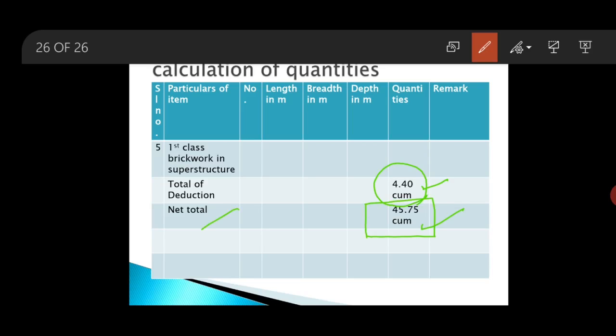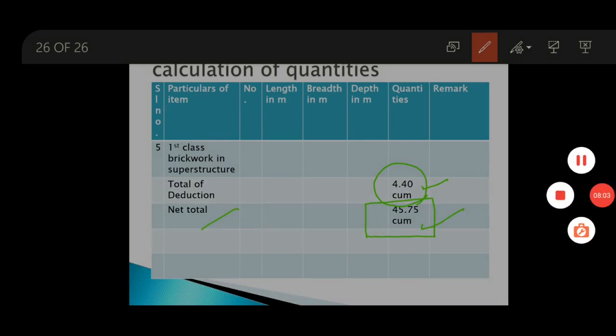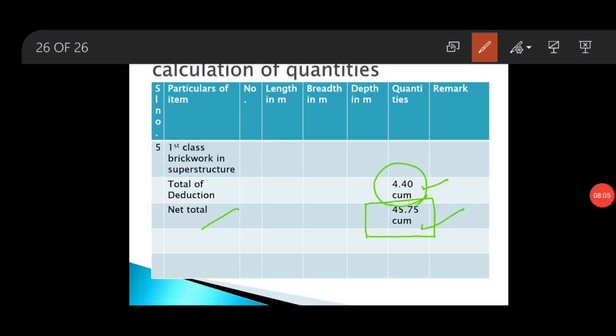Okay. So this is all about for today's class. In the next class, we will discuss about the estimation of a single room building using center line method.